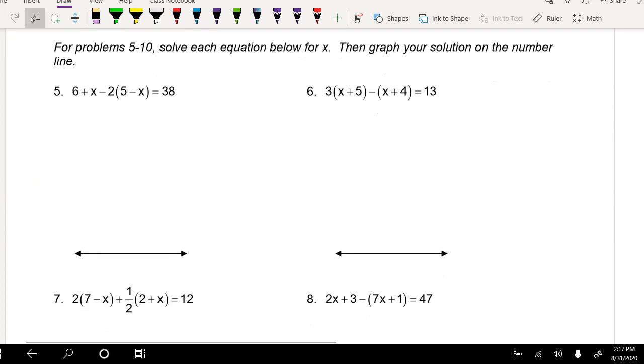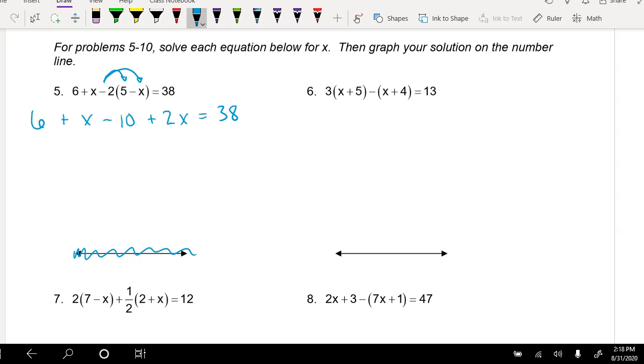Let's take a look at another example, number 5. For now, by the way, we're going to be ignoring the graphing on the bottom. We'll come back to that when we're doing graphing linear equations. So just like the previous page, you see distributing, you go ahead and set it up. So I got 6 plus x minus 10 plus 2x. Got to really watch out for that negative. A negative times a negative is a positive. That's why I have positive 2x.